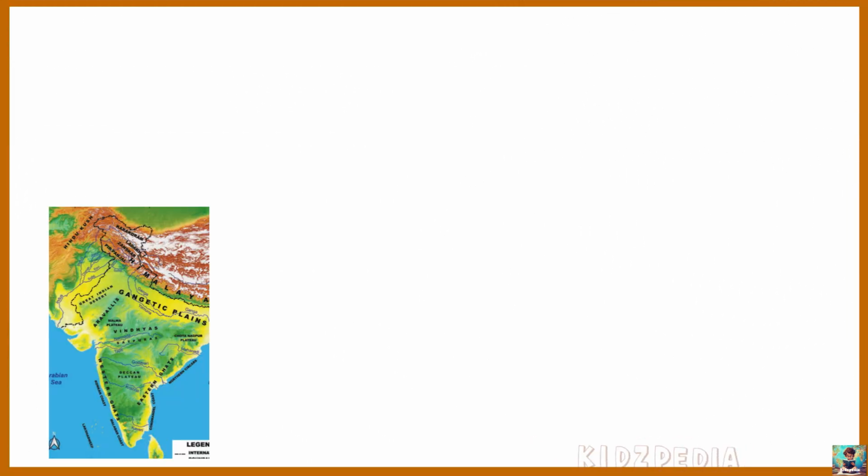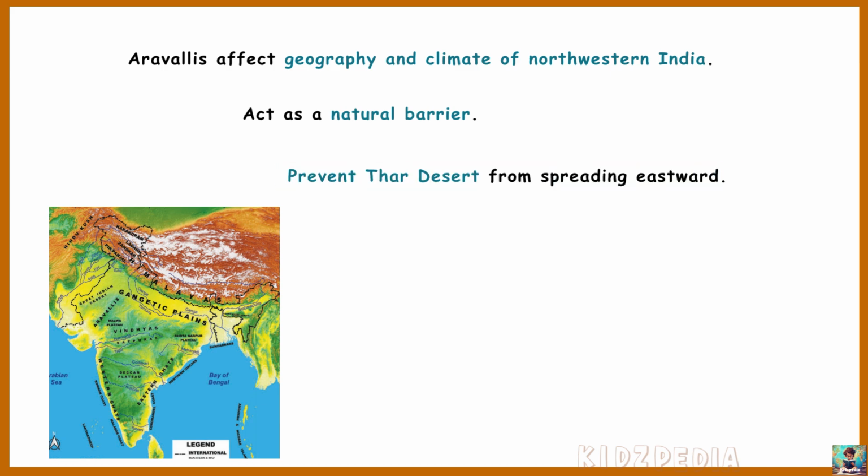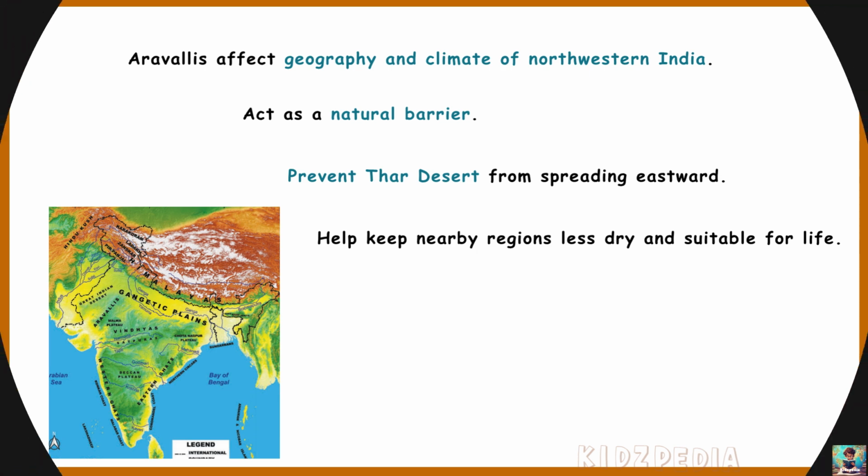So, the Aravalli Hills are very important for the geography and climate of northwestern India. One of their main roles is acting as a natural barrier. They stop the Thar Desert from spreading further towards the east. Because of this, the areas on the eastern side of the Aravallis are less dry and more suitable for living and farming. So, these hills help protect nearby regions from becoming dry and barren like a desert.